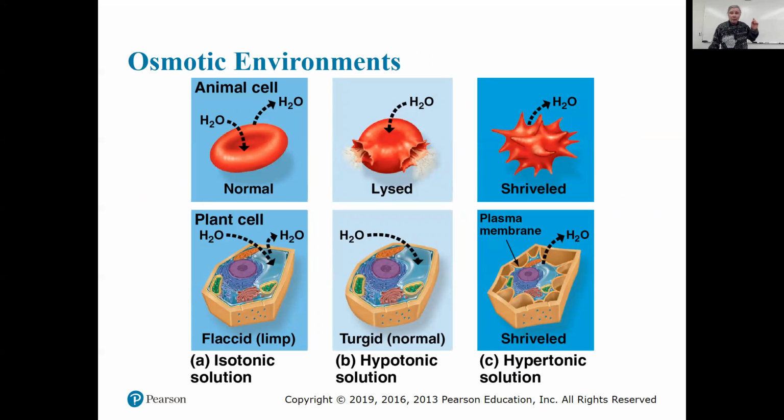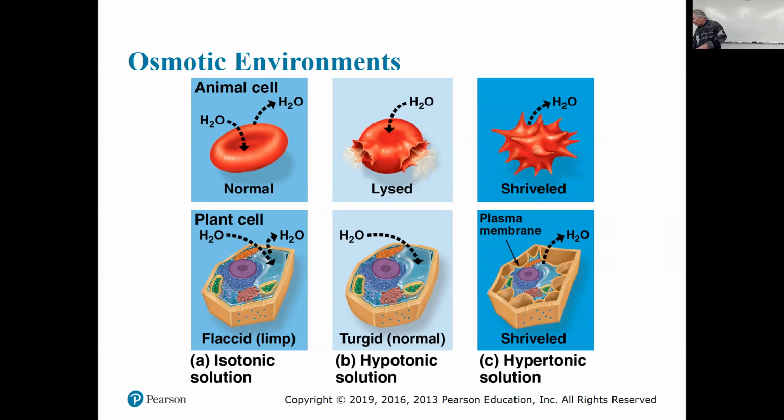Okay, and the osmotic environments for plants and animals are quite different. So you've got an animal cell here. Normal is isotonic, same amount of water inside as outside. So whenever a water molecule comes in, a water molecule leaves and the cell stays the same shape. Plant cells, however, don't like that. A plant cell will be wilted, flaccid, if it's in an isotonic environment.